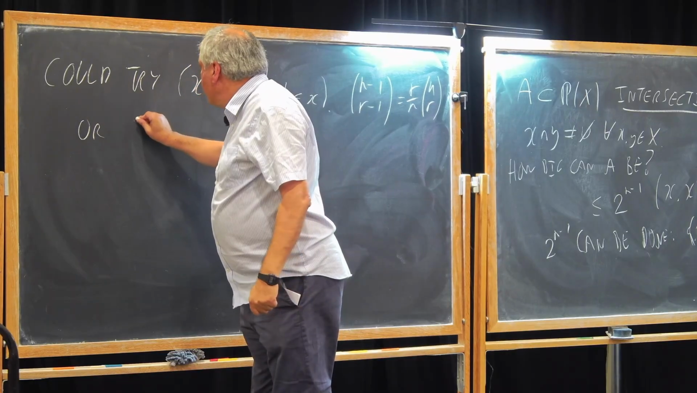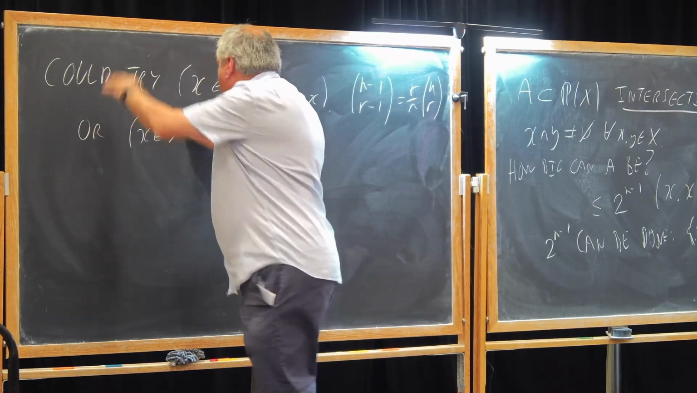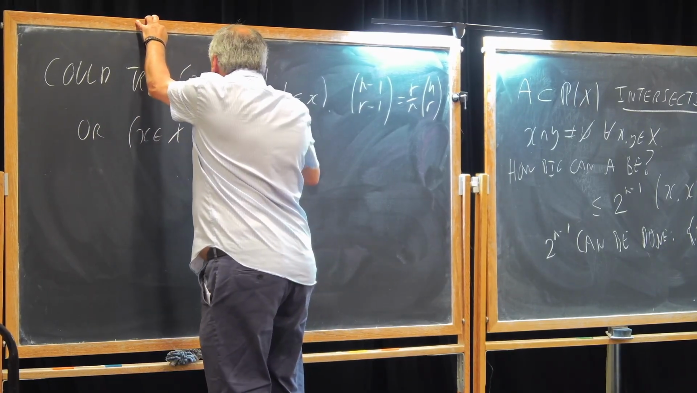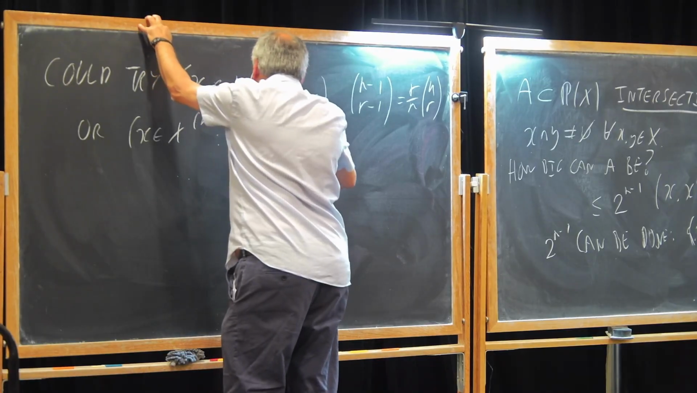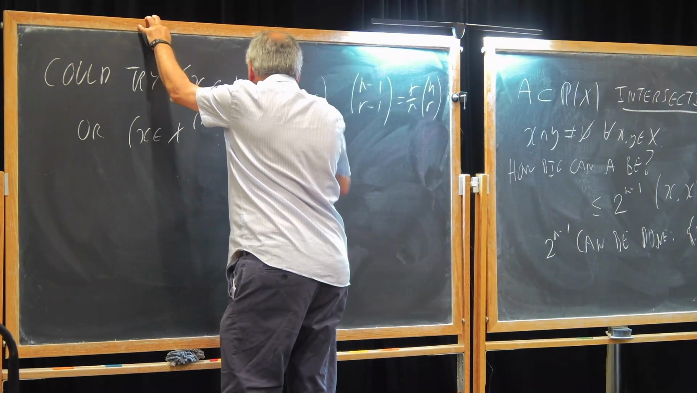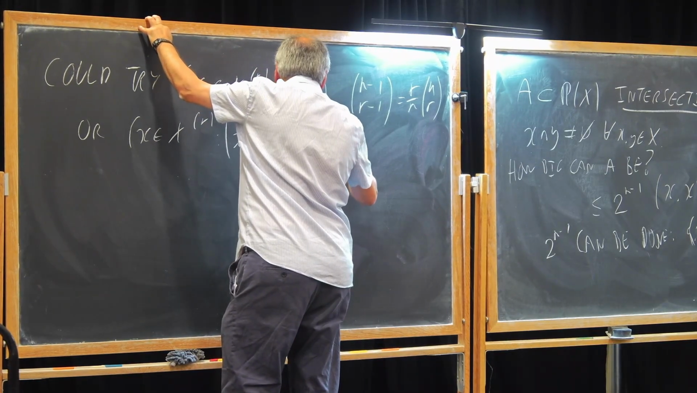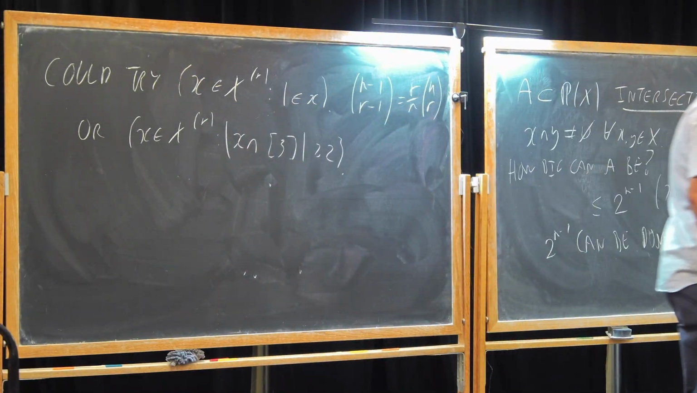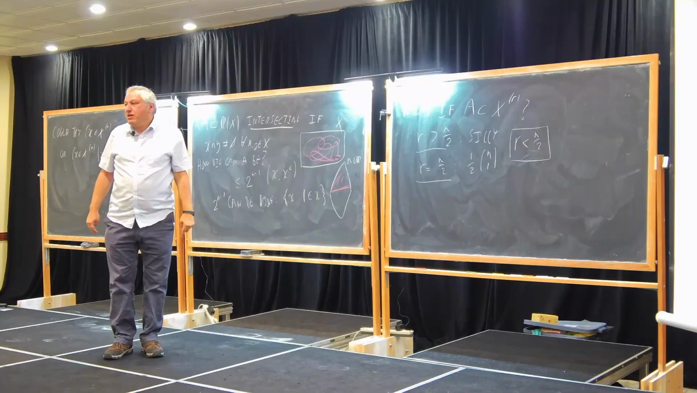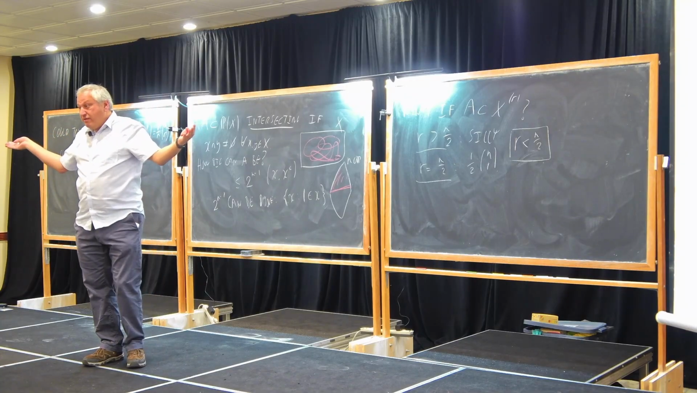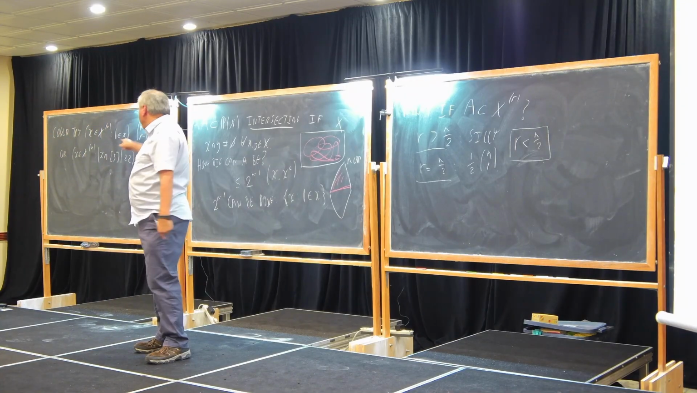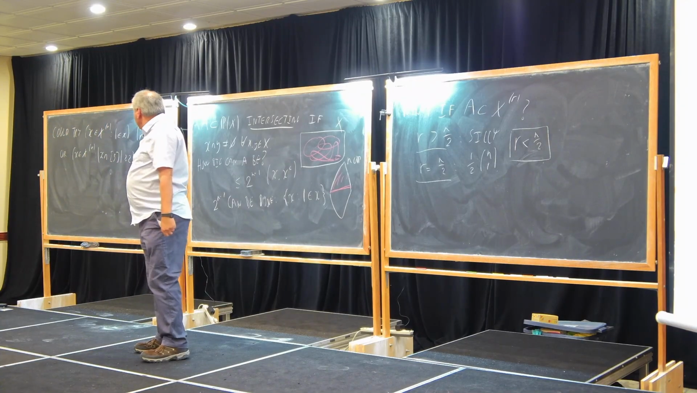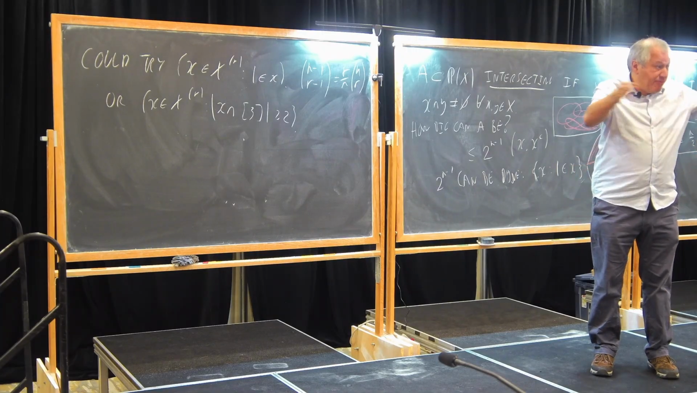Or the set of all x in X to the r such that, say, x intersect {1,2,3} is at least 2. That makes sense. So it's all sets with at least 2 of 1, 2, and 3. Again, that's truly an intersecting family. It's not the same as that one. It's not contained in that one. So that's not quite an extra thing. And similar things as well, of course.